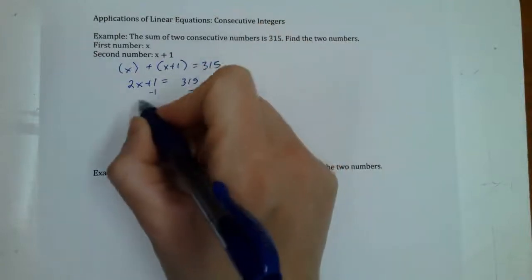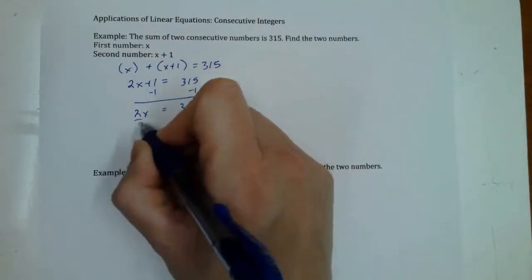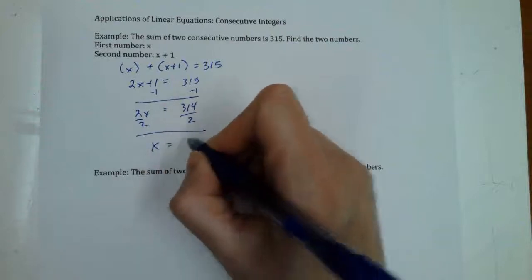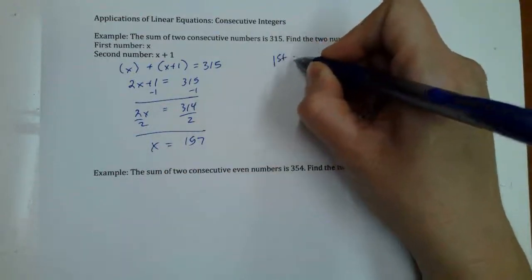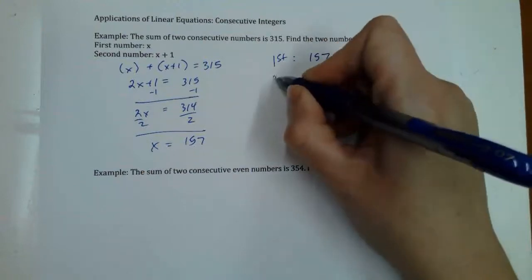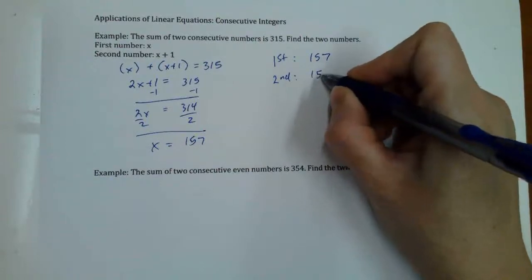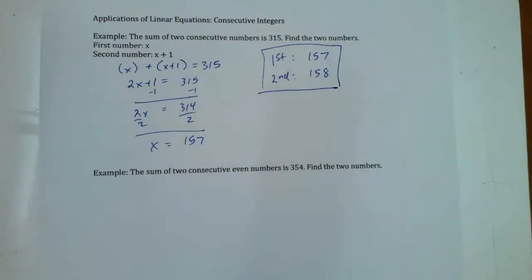And then solving from there, let's subtract a 1. And then let's divide by 2. And I get that x is 157. So that is my first number, in which case my second number is the one after that, which is 158. And that's my answer.